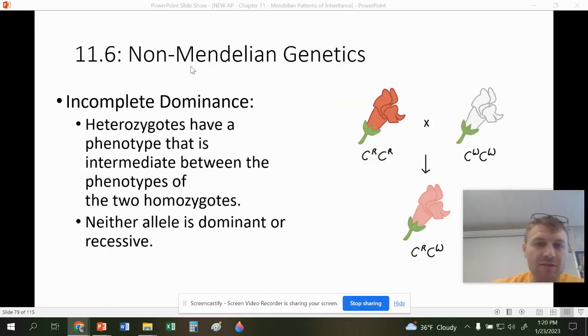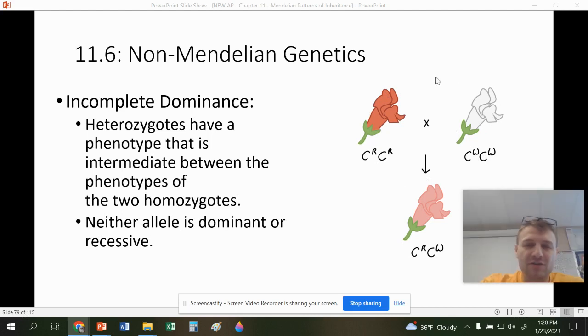Our next type of non-Mendelian genetics is incomplete dominance. This is when the heterozygous genotype is going to have a phenotype that is between the two dominant and recessive traits. Now, this looks like the blending hypothesis, but I assure you it is not. In this case, I didn't mention they were dominant or recessive. It could be dominant or recessive, but most of the time it's not.